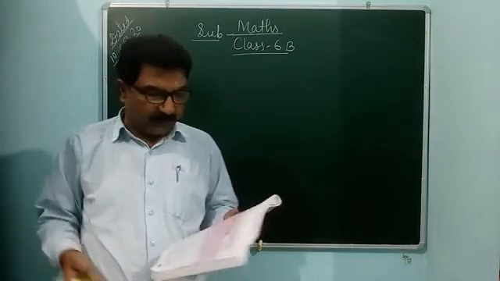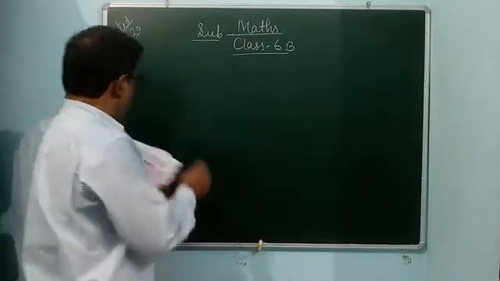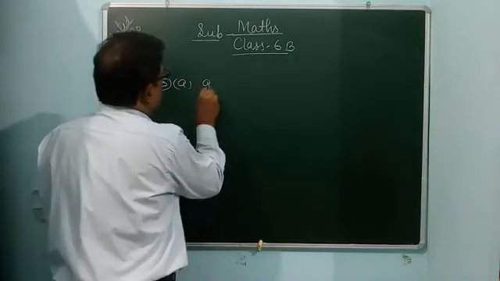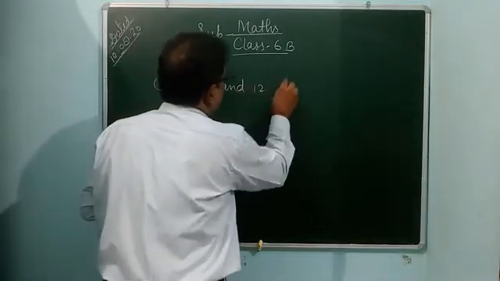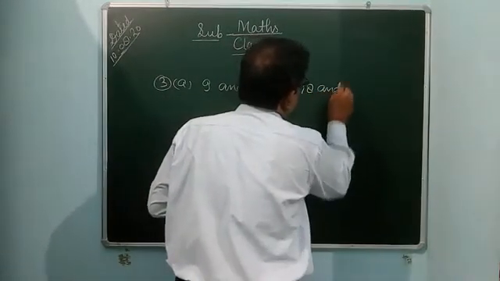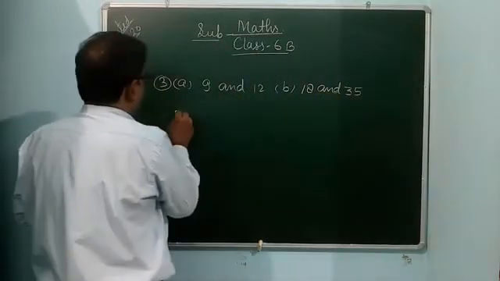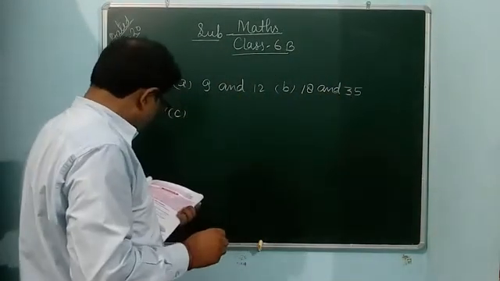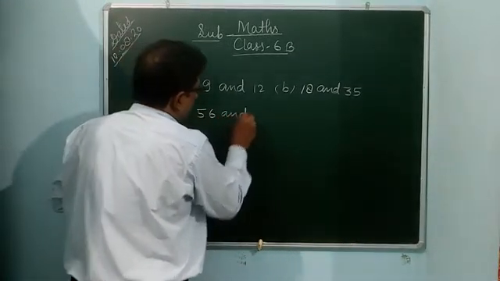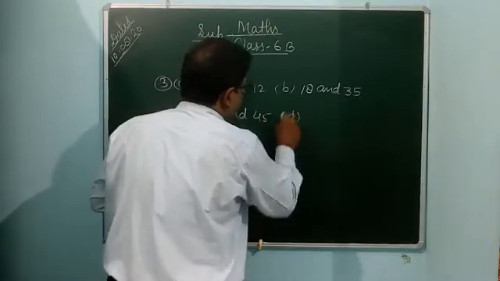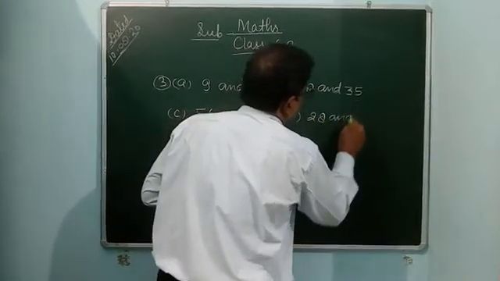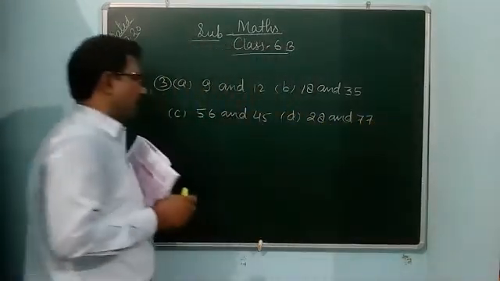A is 9 and 12. B is given 18 and 35. C is given 56 and 45. D is given 28 and 77.